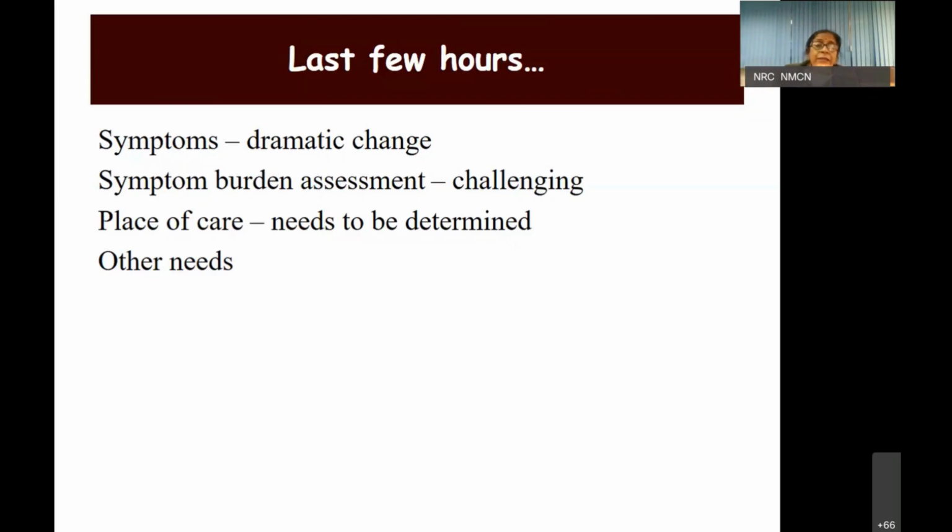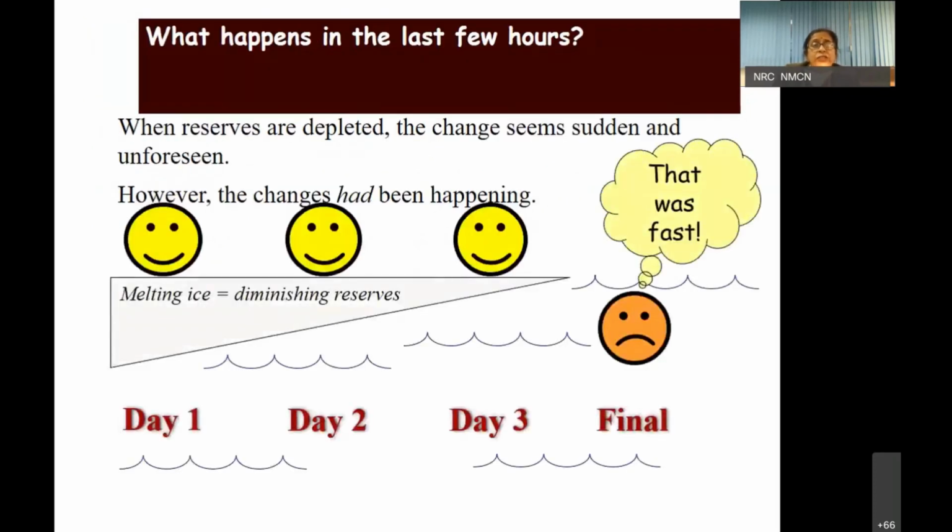And for that, additionally, there are other needs that the family might have, which you may need to cater to. There are decisions that they have to make. For instance, the place of care in the last few hours. Those are major decisions. Do they want to remain in the ward, do they want to go back home, or do they want to go the ICU way? So we are going to discuss each one of them and how you would be handling and addressing these issues.